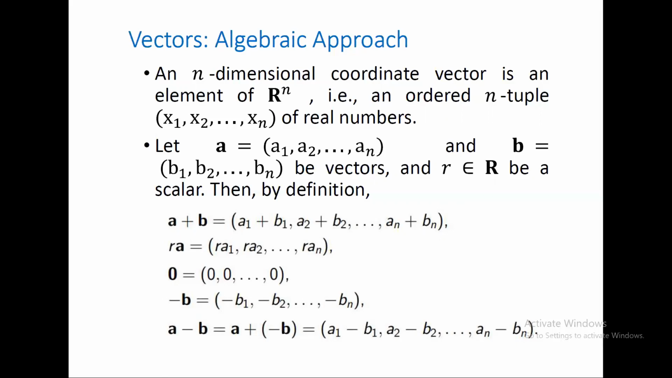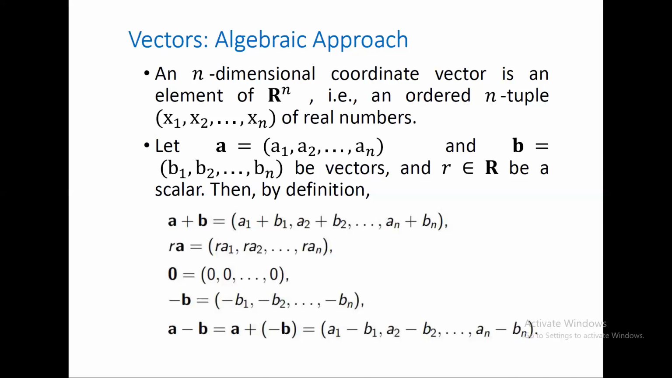If you consider these two, then you can consider another scalar r belonging to R. By definition, we can consider the addition of the vectors and the multiplication of a scalar r with a vector, and all the other properties which the vectors should satisfy for a vector space. So by definition, you can add A plus B, and that will give you each of the corresponding elements added together. That is A1 plus B1, A2 plus B2, and in the same way at the end, An plus Bn.